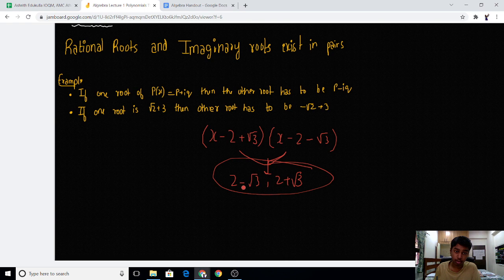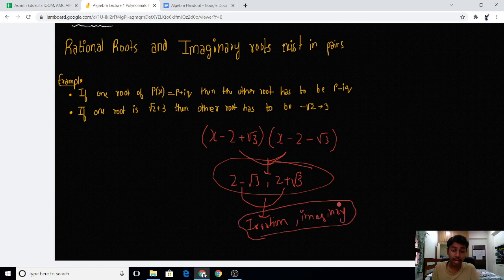Here we have something irrational, so instead of irrational we can have imaginary. This is a really simple proof that you can do by the division algorithm. Irrational and imaginary roots always exist in conjugate pairs. So don't get confused by the word conjugate. Conjugate means if one root is 2 minus root 3, the other root will be 2 plus root 3. So I have given an example.